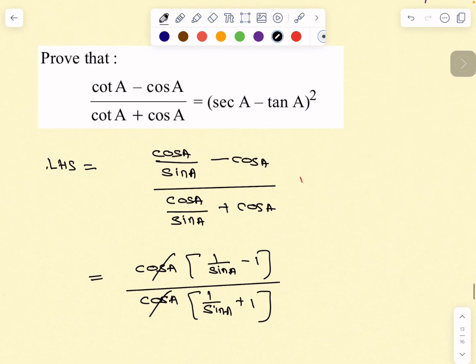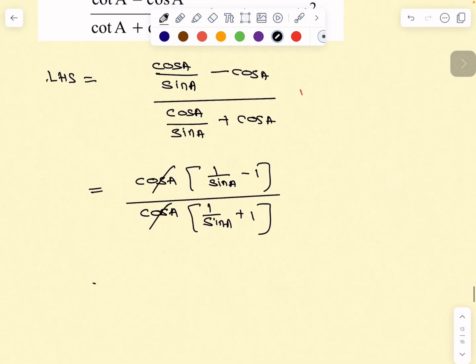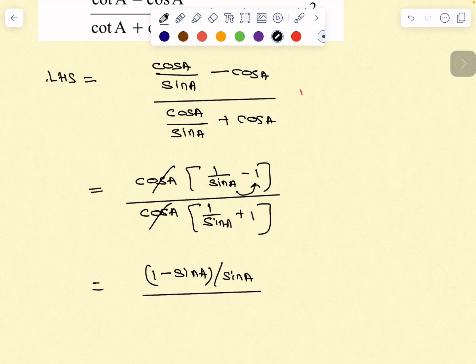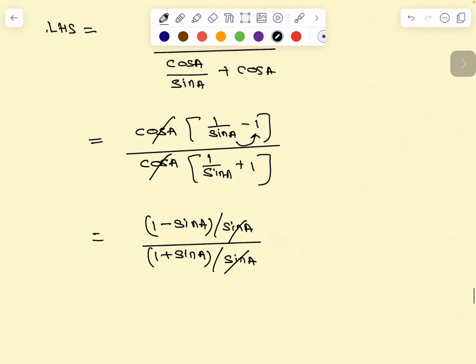Okay, so the next step, this sin a into 1 is how much? 1 minus sin a by sin a, by 1 plus sin a by sin a. Okay, sin a get cancelled.